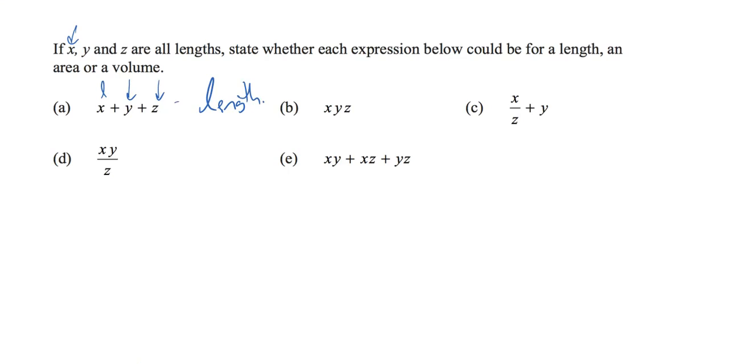Let's think about x, y, z in part B. Well, here we've got three lengths multiplying together. So just as we saw earlier, this is going to have to be something that gives us a volume.